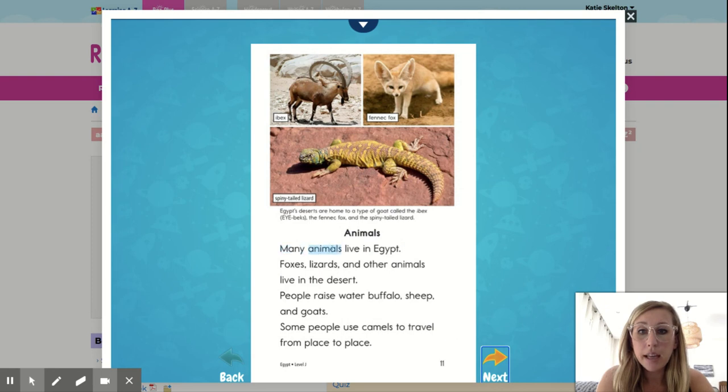Animals. Many animals live in Egypt. Foxes, lizards, and other animals live in the desert. People raise water buffalo, sheep, and goats. Some people use camels to travel from place to place. Does this sound like anywhere else you might be? In Morocco. So we see here that there are pictures and there's also labels for these pictures. So we see two text features, or three. There's a heading on this page. So that helps me as a reader. It kind of tells me what these animals look like. I have no idea what some animals might look like. So seeing pictures helps me get a mental picture in my head.